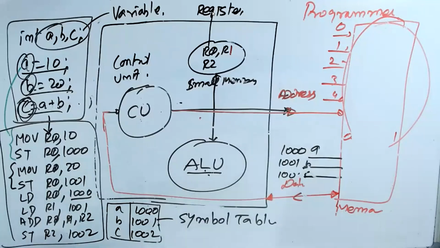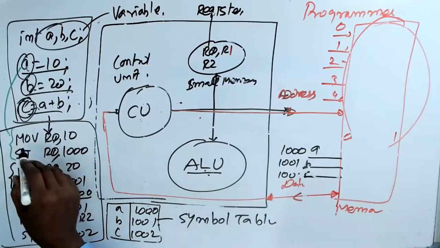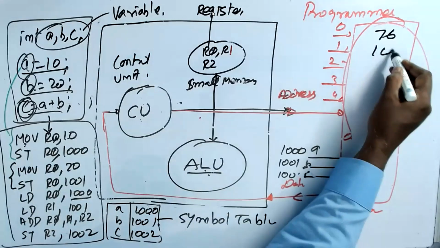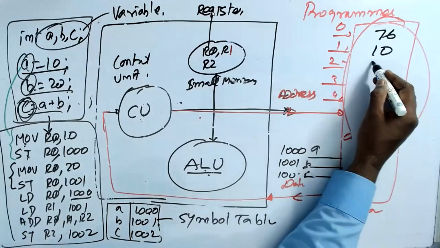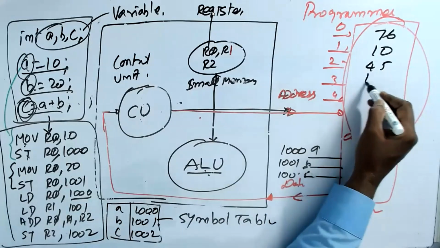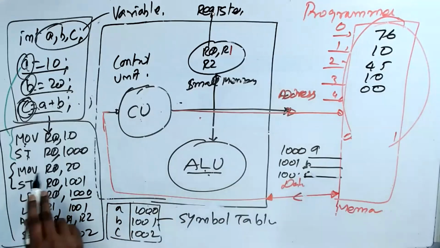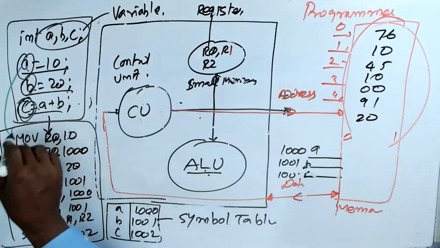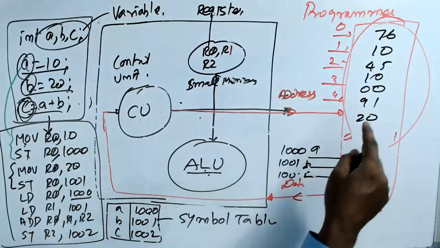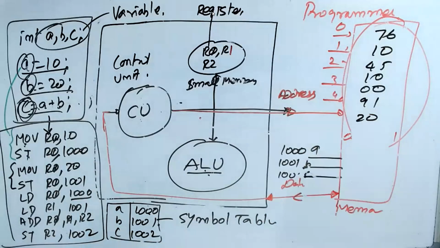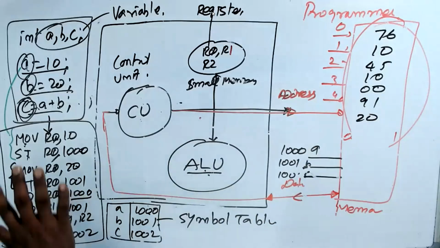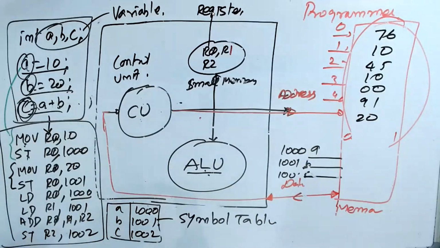Now, see here. I convert this: move R0, there is a 76 and 10. Then store R0, there is 45,000. Move R0, 91, 20. See, I convert each one into the number language. Done. This is done by the instruction set. We do it manually. In college also, when you're doing the microprocessor lab, you do this manually. Or you can write your own code.